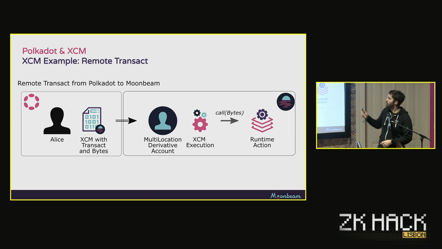And if you think about it the other way around, if Alice were on Moonbeam and this were Manta, on Moonbeam you can create the XCM message through the precompiles that I mentioned before. So you can do this from a smart contract, or sign this message from MetaMask and so on.